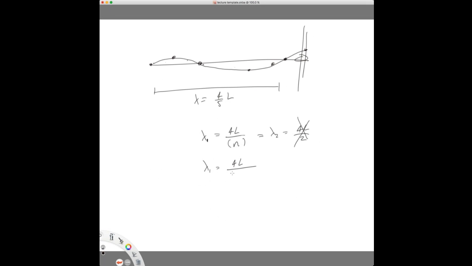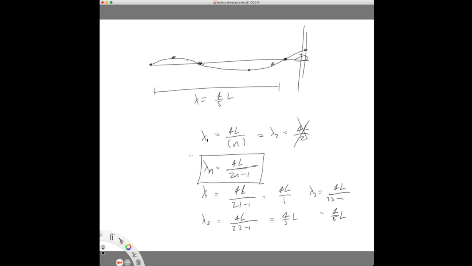So then we could try something else. Maybe it's 4L over 1 plus 2 times N. Or maybe let's try 2N minus 1. So if that's lambda N, then lambda 1 would be 4L over 2 times 1 minus 1, which is 4L over 1. That's correct. Lambda 2 would be 4L over 2 times 2 minus 1. Well, that's 4/3 L. And lambda 3 would be 4L over 2 times 3 minus 1, which would be 4/5 L. And so a pattern like this looks like it will work. Any questions so far?